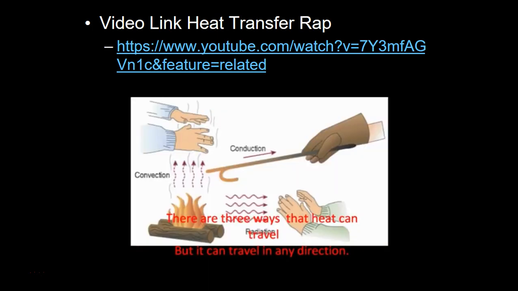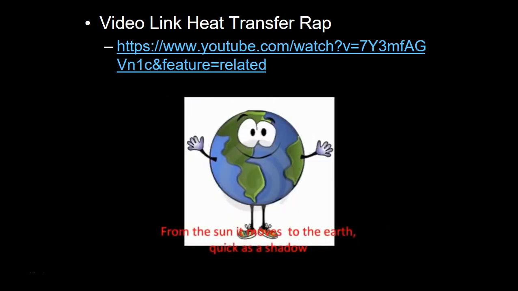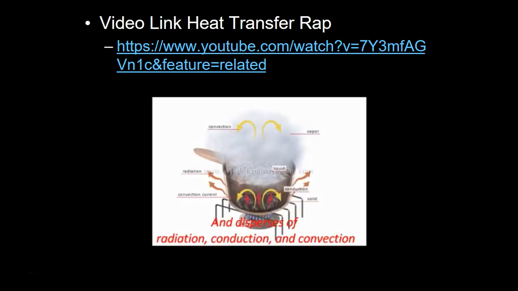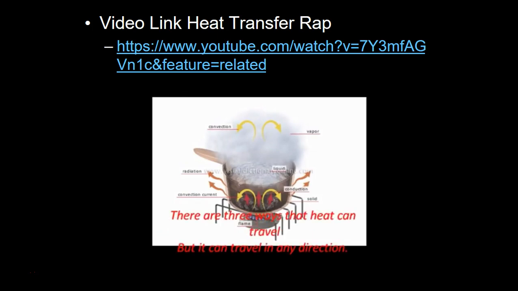There are 3 ways that heat can travel, but it can travel in any direction. From the sun it moves to the earth quick as a shadow and disperses in radiation, conduction, and convection.